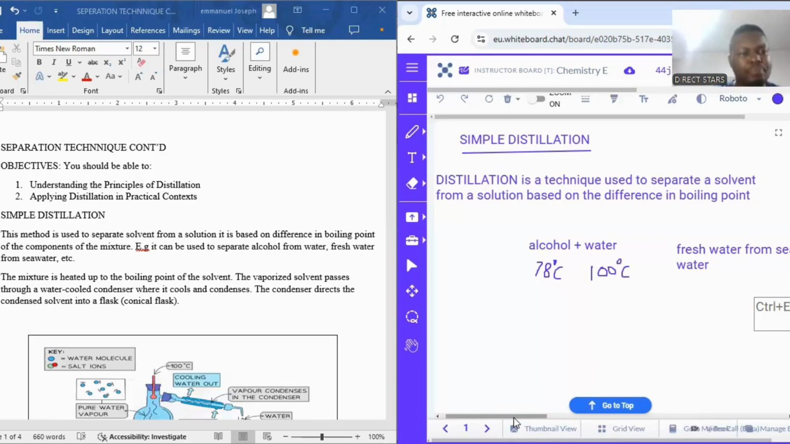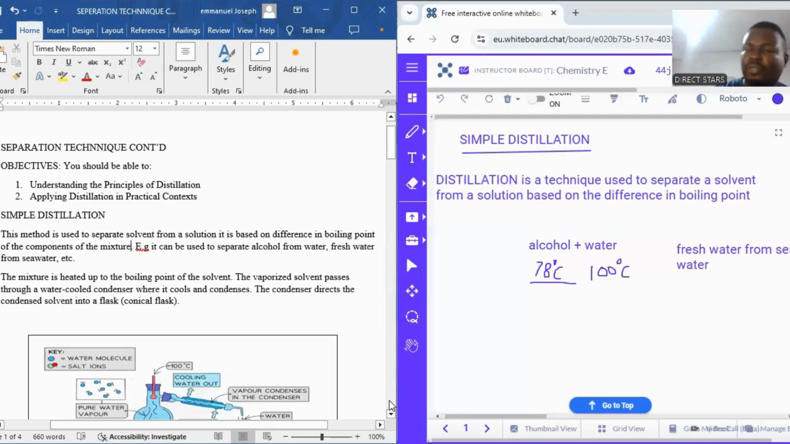The procedure on how to carry out distillation includes heating up the mixture to the boiling point of the desired solvent. Take for example, you want to get alcohol from a mixture containing alcohol and water. That means you will have to boil the mixture to 78 degrees Celsius. You must ensure the temperature does not exceed this temperature so that the vapor you'll be getting will be that of alcohol and not of water.